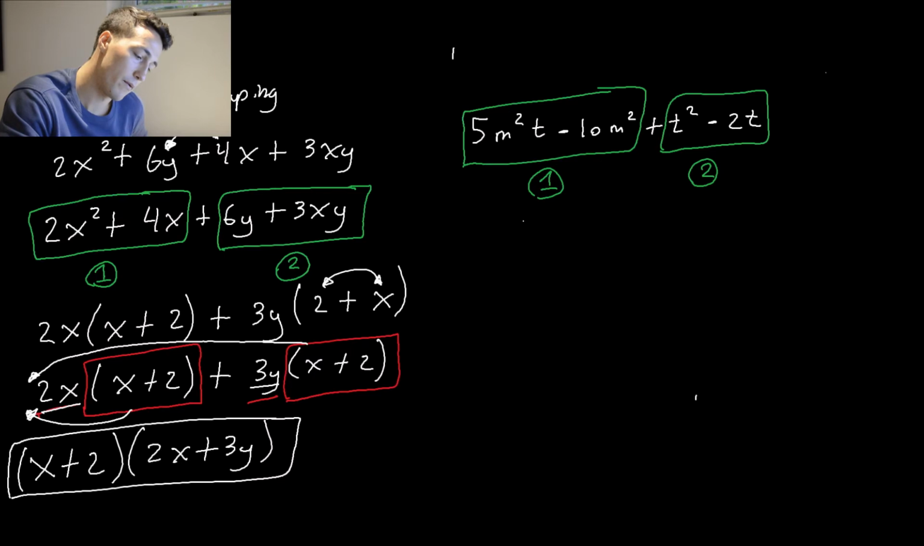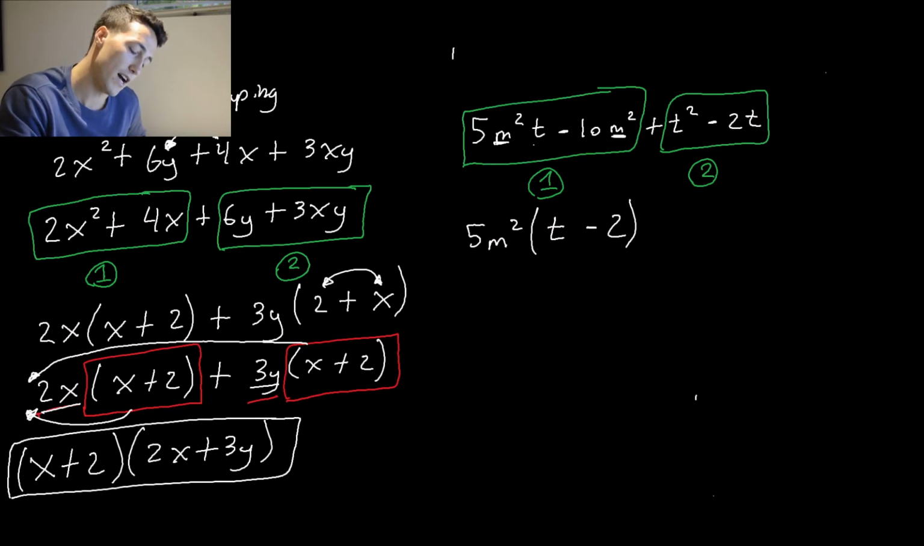So looking at group 1, if we factor out the common factors for group 1, well, 5 goes into both of them, right? 5m squared t and 10m squared. And then we're going to factor out an m squared because it's common to both of these. So then you can write t minus 2, right? Because we have 5m squared on the outside, and then we're left with just this t. But in here, since it's 10, we have to multiply it by 2, so it's going to be minus 2.